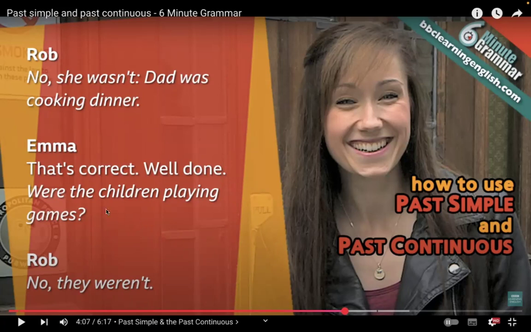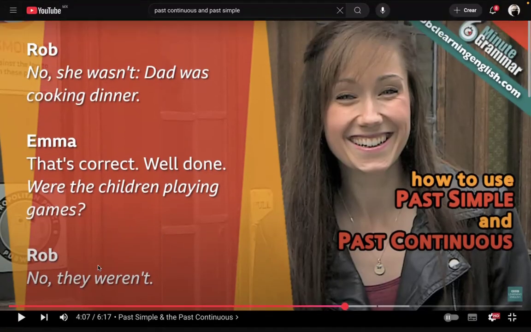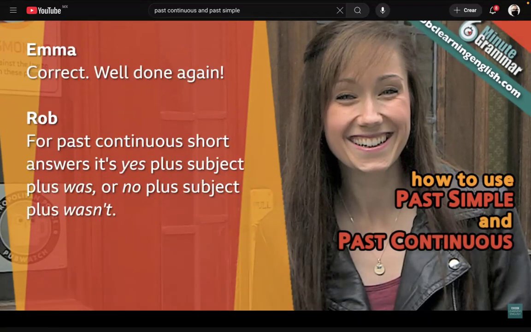Okay, in this part, remember when we make questions, were the children playing games? No, they weren't. Si nos preguntan con was or were, hay que contestar con was or were. Yep. For example, was she cooking? No, she wasn't. Was mom cooking? No, she wasn't. Dad was cooking dinner. So remember, wasn't, weren't. Were the children playing games? No, they weren't. Correct. Well done again.